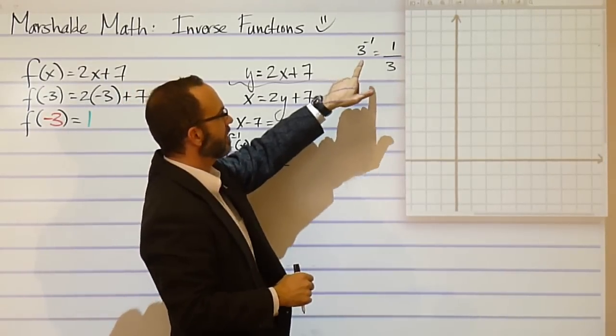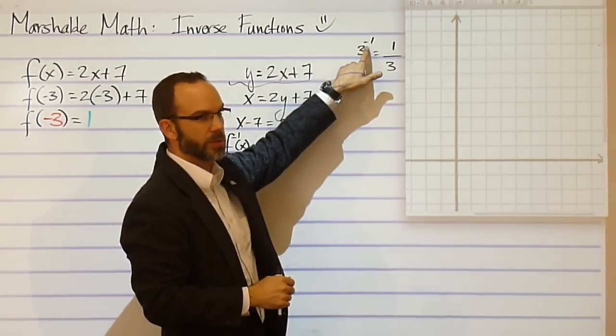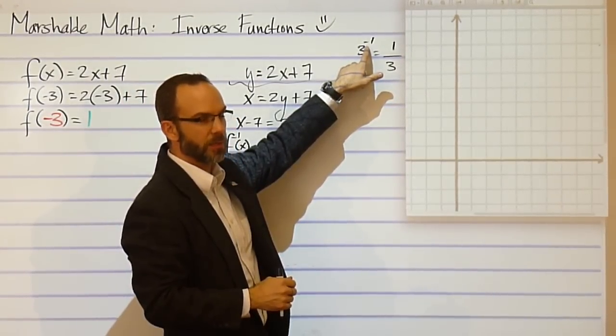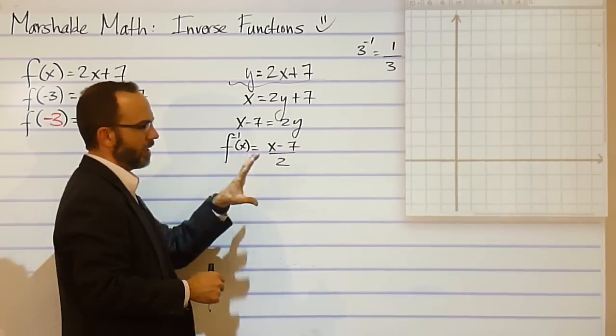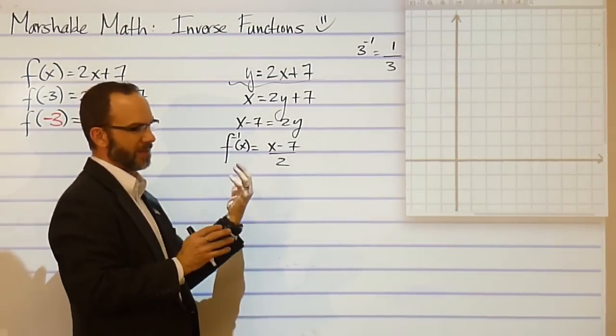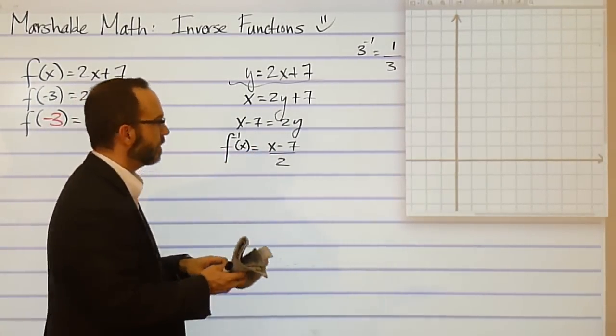But this is the multiplicative inverse. It has to do with when you're multiplying things, right? So instead of multiplying, we're dividing. This is the inverse function. It doesn't mean we flip it. It just means it's the inverse again. But this time it's a function.